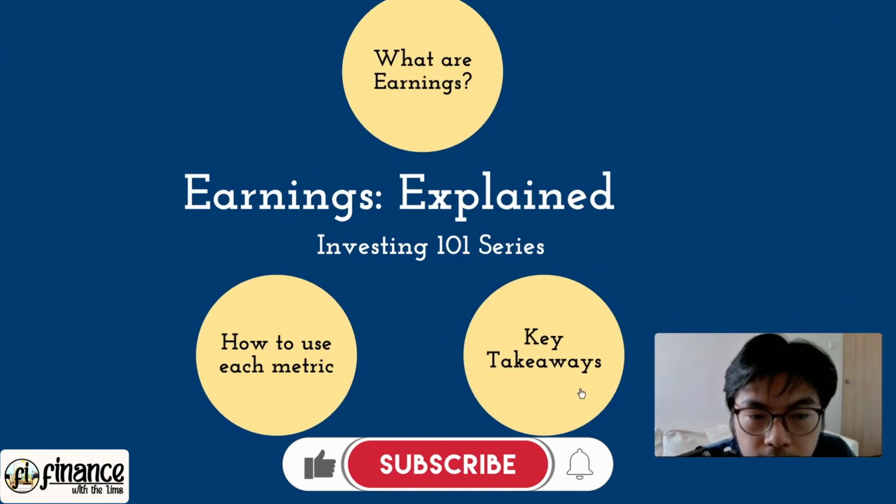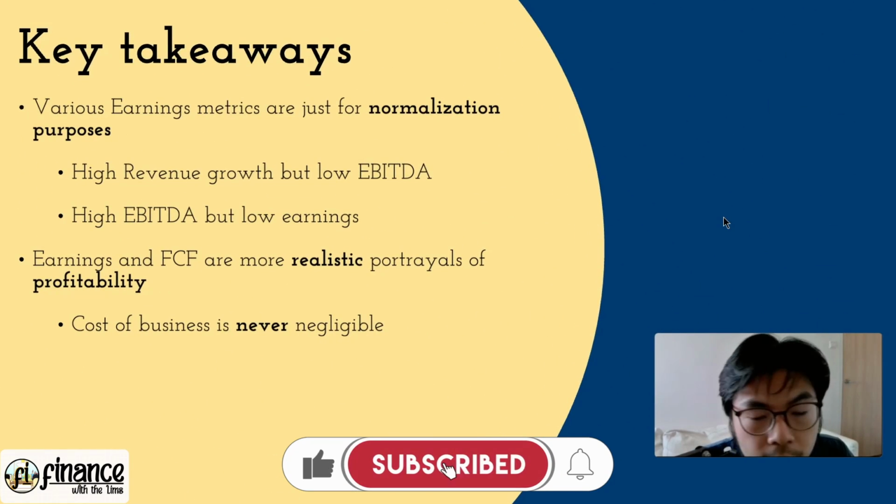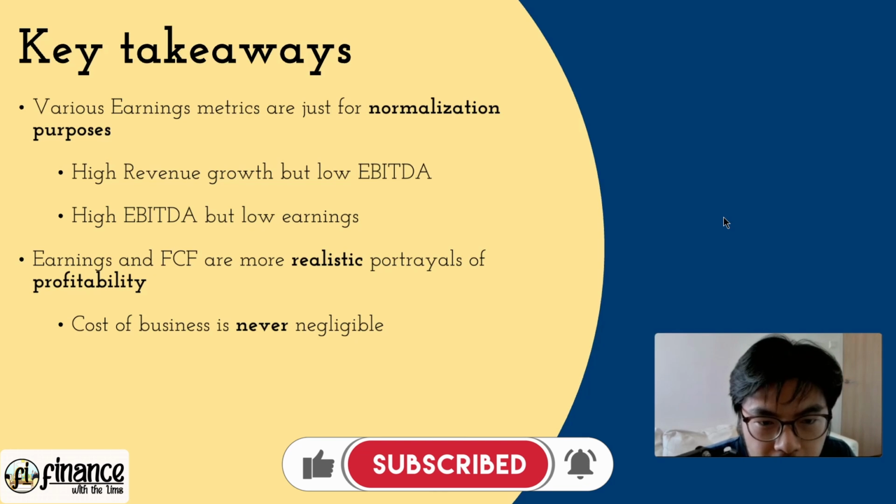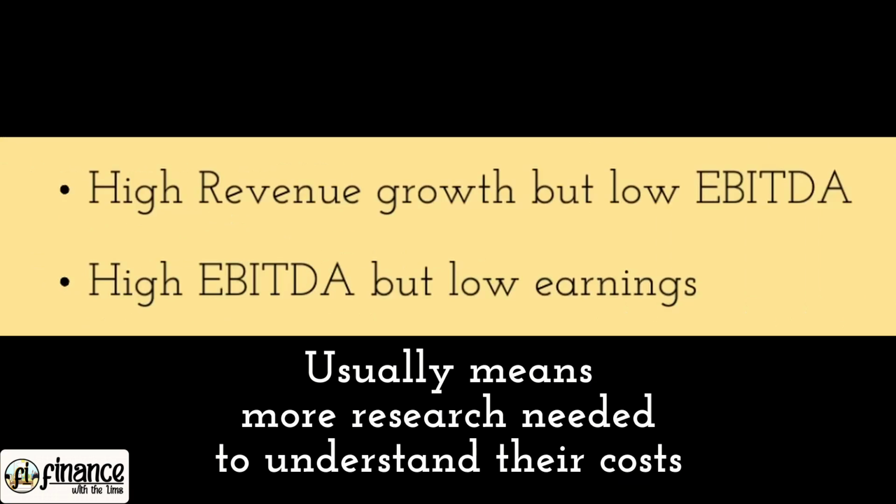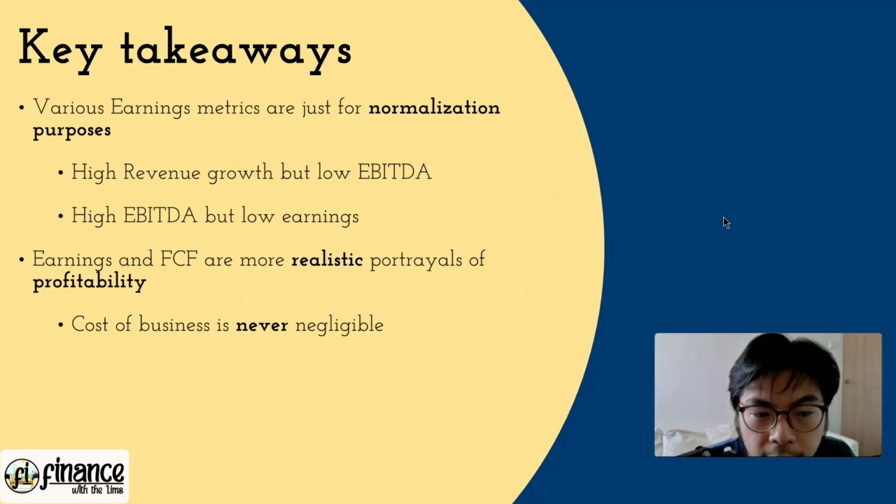Okay, so what have we learned from the various types of earnings? First of all, the various types of earning metrics are just used for normalization purposes. So for example, a company has high revenue growth but low EBITDA can mean something. A company that has high EBITDA but low earnings can also mean something. In my opinion, it's more useful when comparing in relative terms rather than in absolute terms. So for example, two companies that have very similar debt profiles and whose products depreciate more or less the same over time, EBITDA might be useful to compare between them.